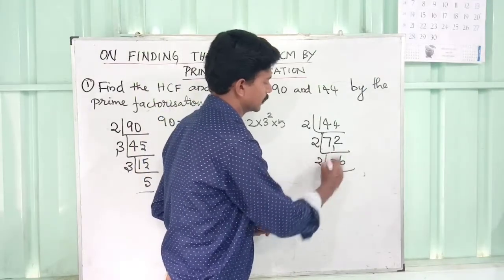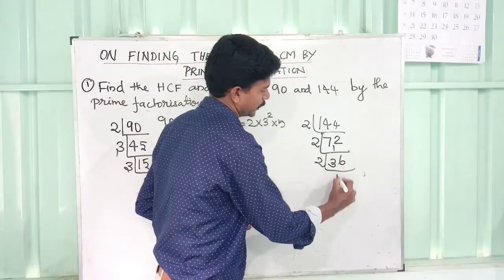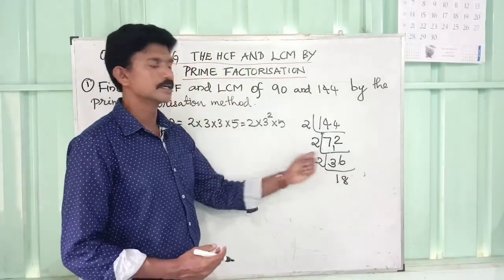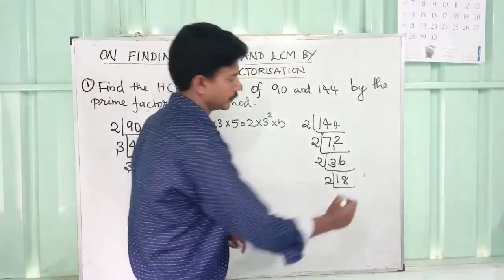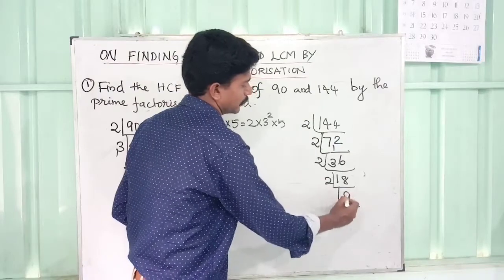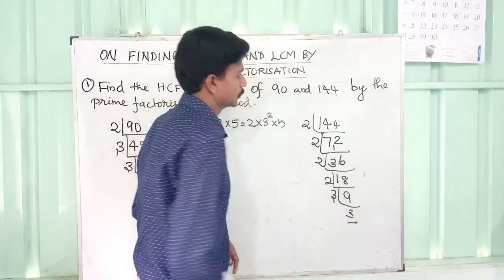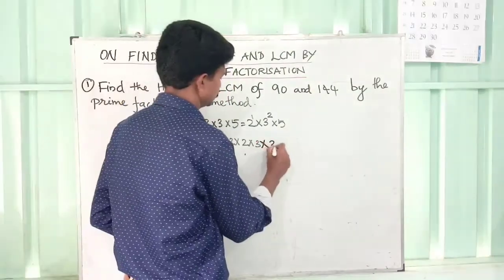Again 36 is an even number, so we divide by 2 and we get 18. 2 eighteens are 36. Again this number is even, so we can divide by 2 and get 9. 9 is a multiple of 3, so we can divide by 3. So this is the prime factorization of 144.